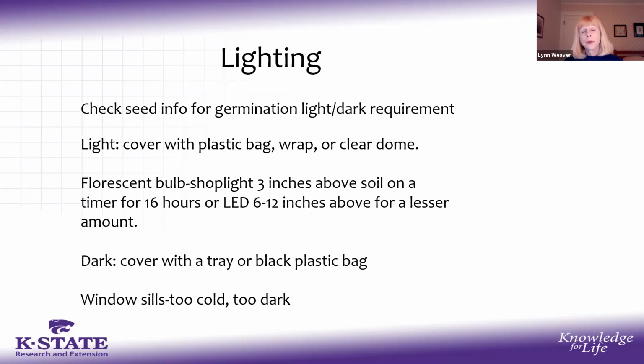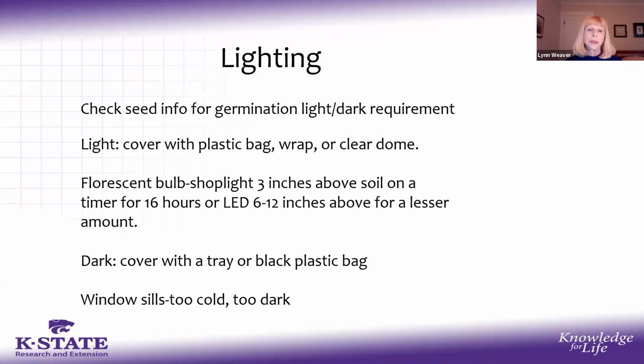Lighting is important for germination because some seeds require light to germinate, some require dark. Petunias, snapdragons, and salvia are examples of annuals that require light for germination. After planting, you're going to mist those seeds in, and then you're going to cover it with a clear plastic bag, plastic wrap, or a clear dome. Then you can put your container under a shop light, about 3 inches above the soil, on a timer for 16 hours.